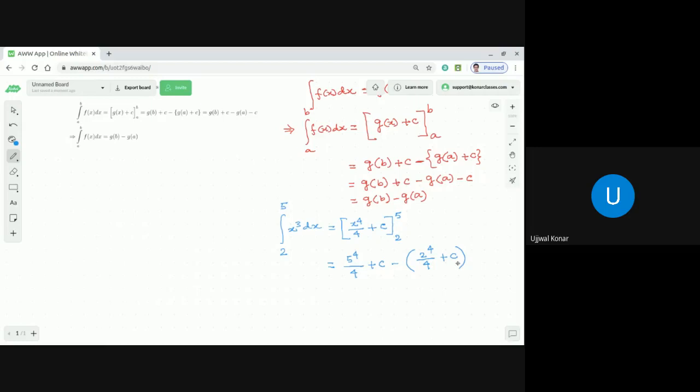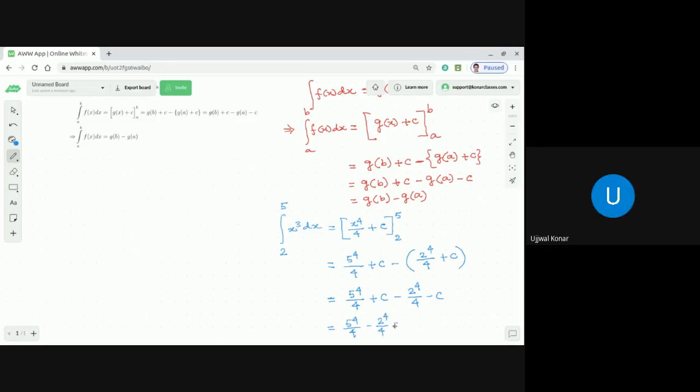One way of understanding why plus c is not getting changed is because it is a constant. You see the c is constant. You really cannot apply the value of x there, upper limit or lower limit. Correct or not? Any confusion, dear students, never hesitate. So it becomes 5 power 4 by 4 plus c minus 2 power 4 by 4 minus c. So that becomes 5 power 4 by 4 minus 2 power 4 by 4.